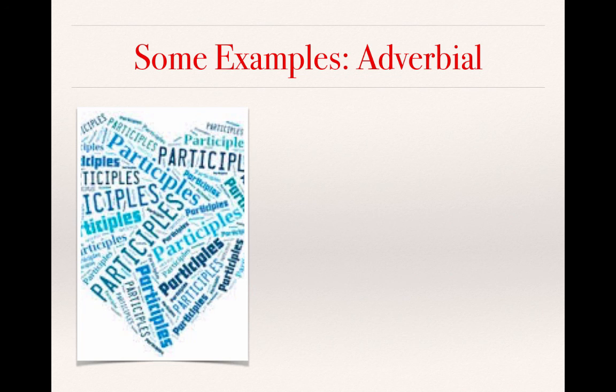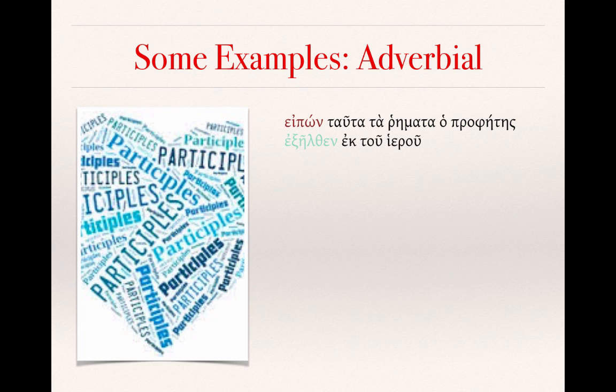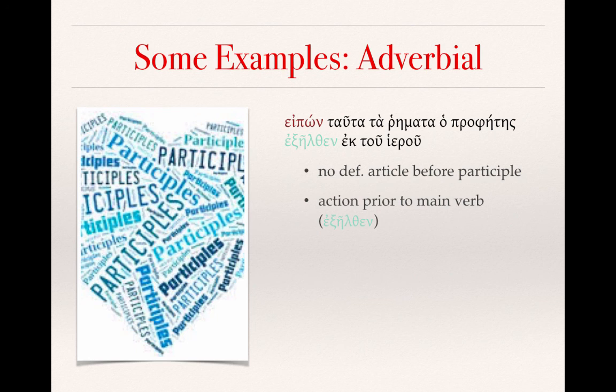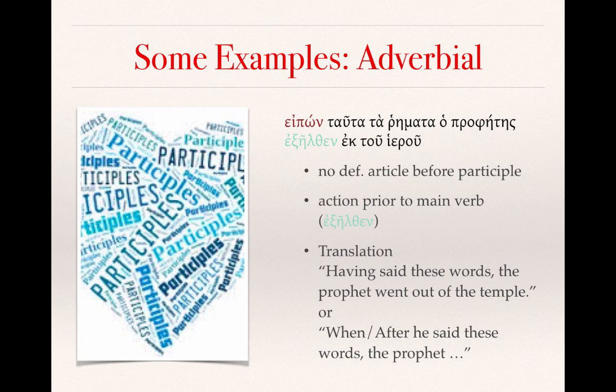Okay, so let's close out with some examples. The first is an adverbial use of the aorist participle. Epon tauta taremata ha prophetes ex ilthan ec tu hieru. So you'll notice that I've highlighted in red the participle, and it does not have a definite article before it. So therefore we know that we have an adverbial use of the participle. And so this denotes action that is prior to the main verb, which is ex ilthan. And so we would translate it as something like, having said these words, the prophet went out of the temple. Or, when he said these words, the prophet went out of the temple.